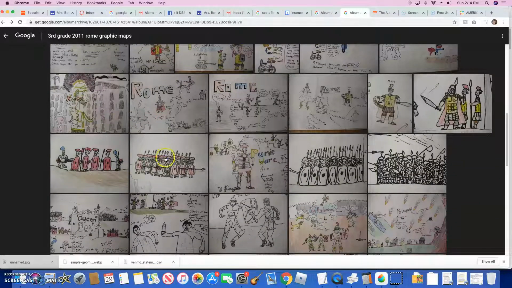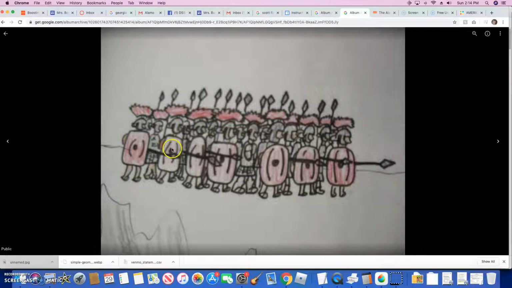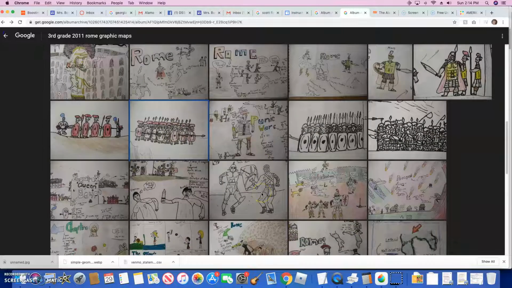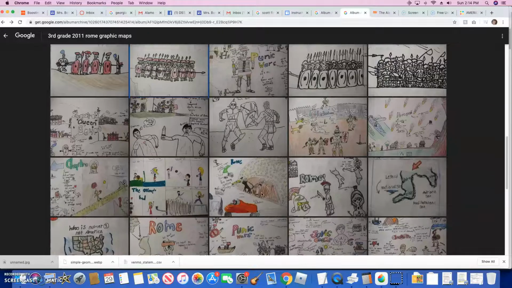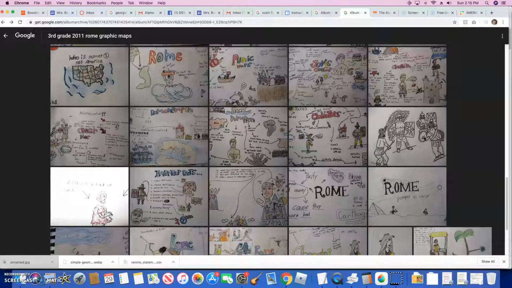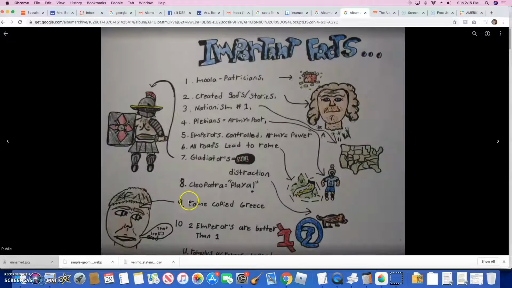And then these were great. This would be good. Obviously, we're not going to have Roman shields with spears, but we will have settlers in with their muskets. And this one right here was great too, because they've got the important facts. So they've got all these important facts. They've got lines that connect with the illustrations that they felt would help them remember those important facts.